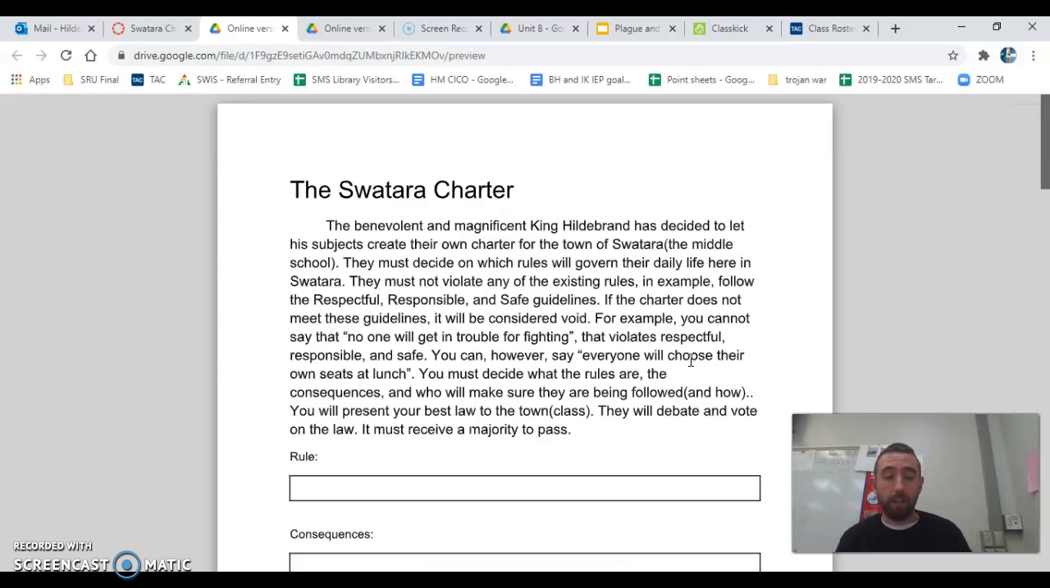You can, however, pick something like everyone will choose their own seats at lunch, always, right? Okay, because I remember last year they gave some assigned seats, other years they gave some assigned seats. So maybe you choose to make that a law so that it can never be changed, and you can always choose your own seat. Or maybe you come up with something different, right? You change what kind of classes they take, the requirements each year, okay?